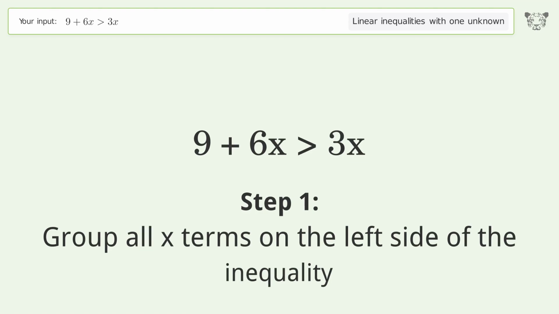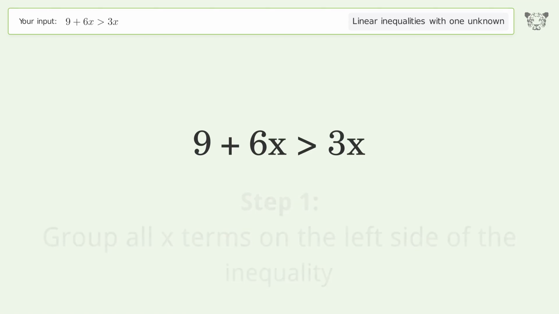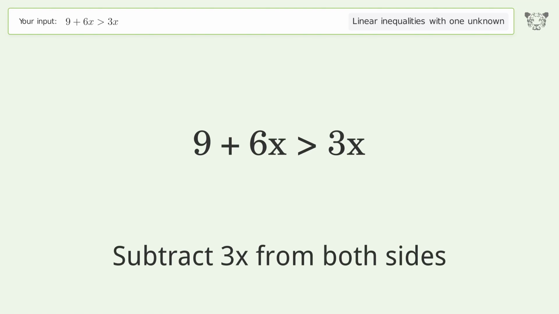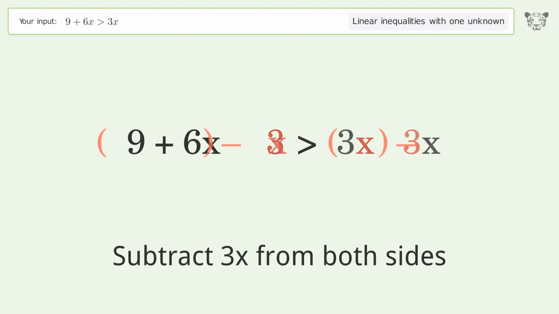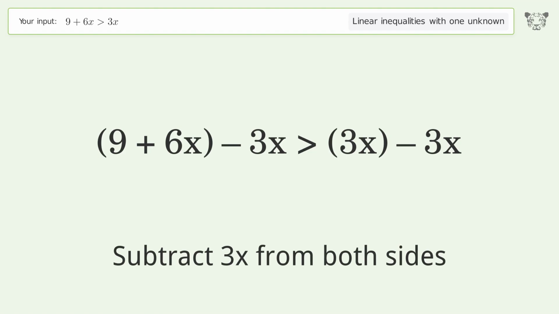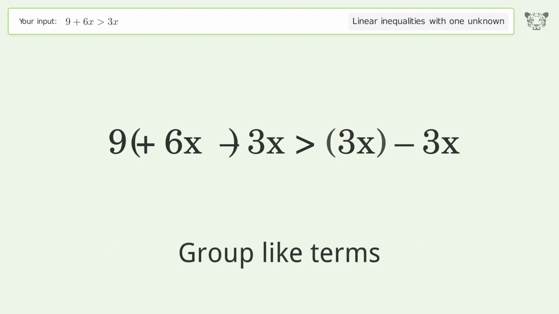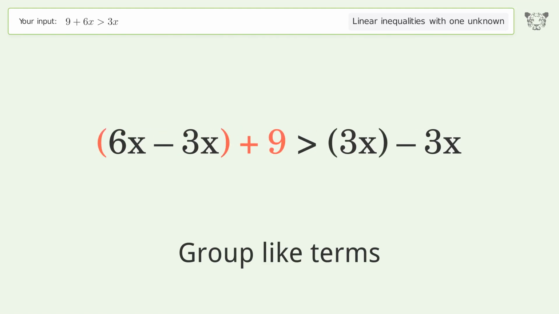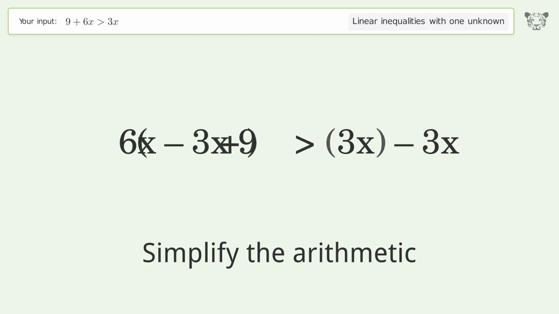Group all x terms on the left side of the inequality. Subtract 3x from both sides. Group like terms. Simplify the arithmetic.